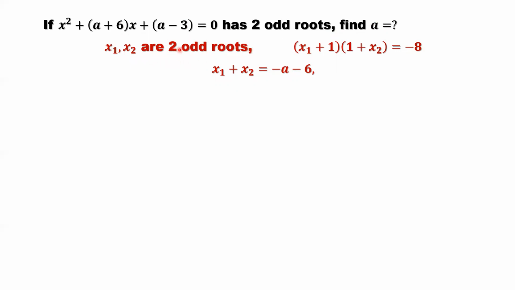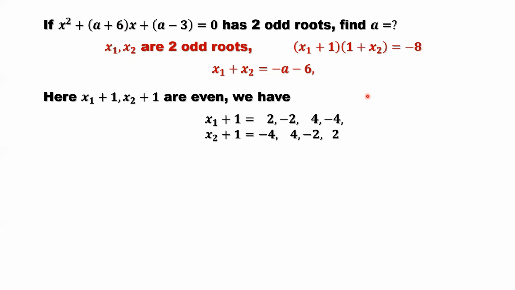x1, x2 are two odd numbers. So here, x1 is odd, x1 plus 1 should be even. x2 is odd, x2 plus 1 should be even. So here, two even numbers, the product is negative 8. What are those possibilities? Only 2 and negative 4, or negative 2 and 4: 2 times negative 4, or negative 2 times positive 4.